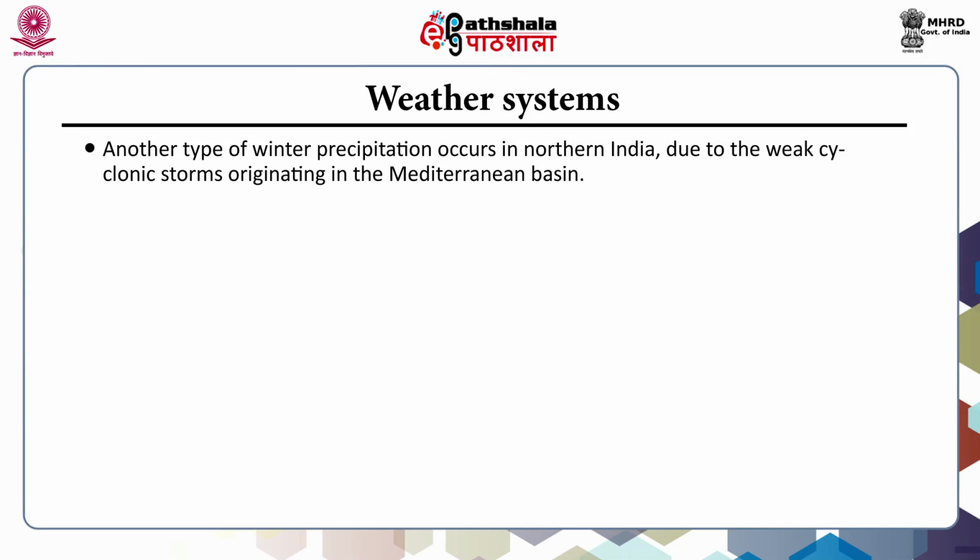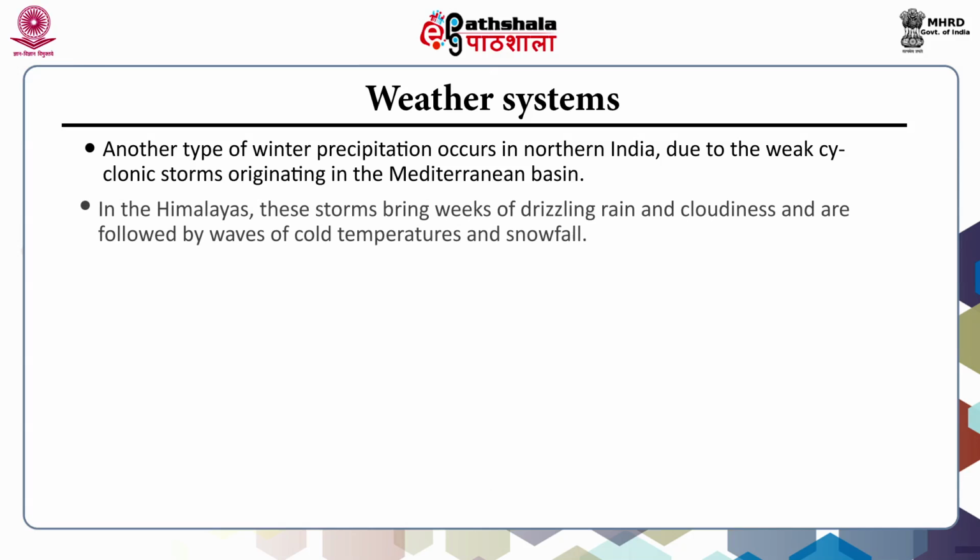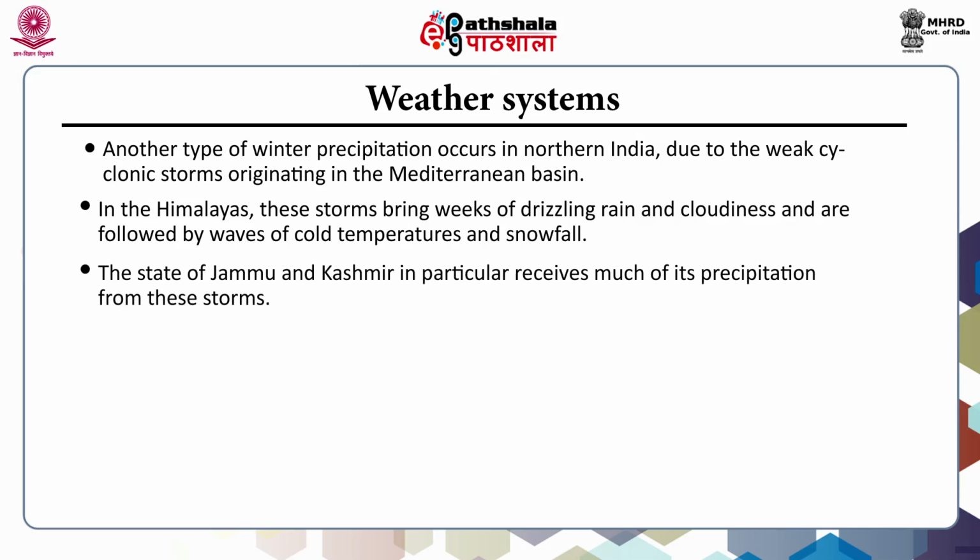Another type of winter precipitation also occurs in northern India due to the weak cyclonic storms originating in the Mediterranean basin. In the Himalayas, these storms bring weeks of drizzling rain and cloudiness and are followed by waves of cold temperatures and snowfall. The state of Jammu and Kashmir in particular receives much of its precipitation from these storms.